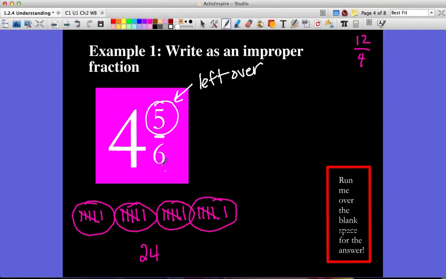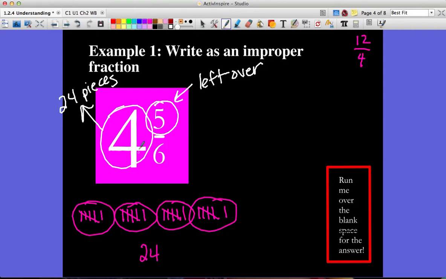Yeah, I was 1 short of making another full group. So this tells me that I have to have 24 pieces. This tells me I have 5 left over, and this tells me I needed 6 to make a whole group. Now the number we needed to make a whole group doesn't change at all. So when you're turning mixed numbers into improper fractions and vice versa, your denominator should always stay the same.